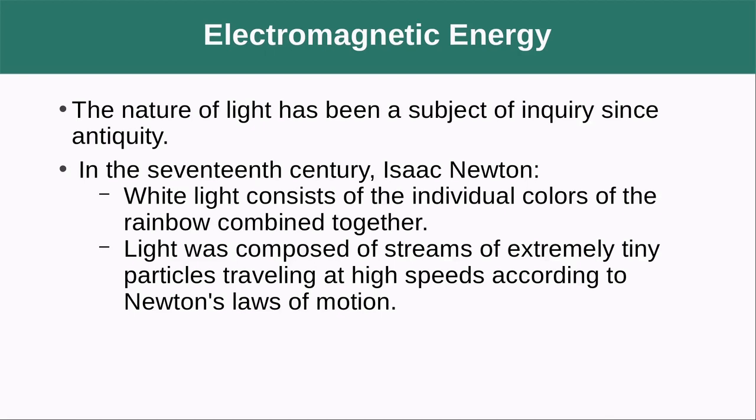First off, what is electromagnetic energy? We've really been wondering this for a long time. Our very first ideas around this came from Isaac Newton, where he did some experiments and decided that white light consisted of individual colors of rainbows combined together. Anybody who has seen the classic experiment with a prism, you shoot white light into it and you see a rainbow come out, you can see where he came up with this idea. And then he started to theorize that light was composed of streams of extremely tiny particles traveling at very high speeds.